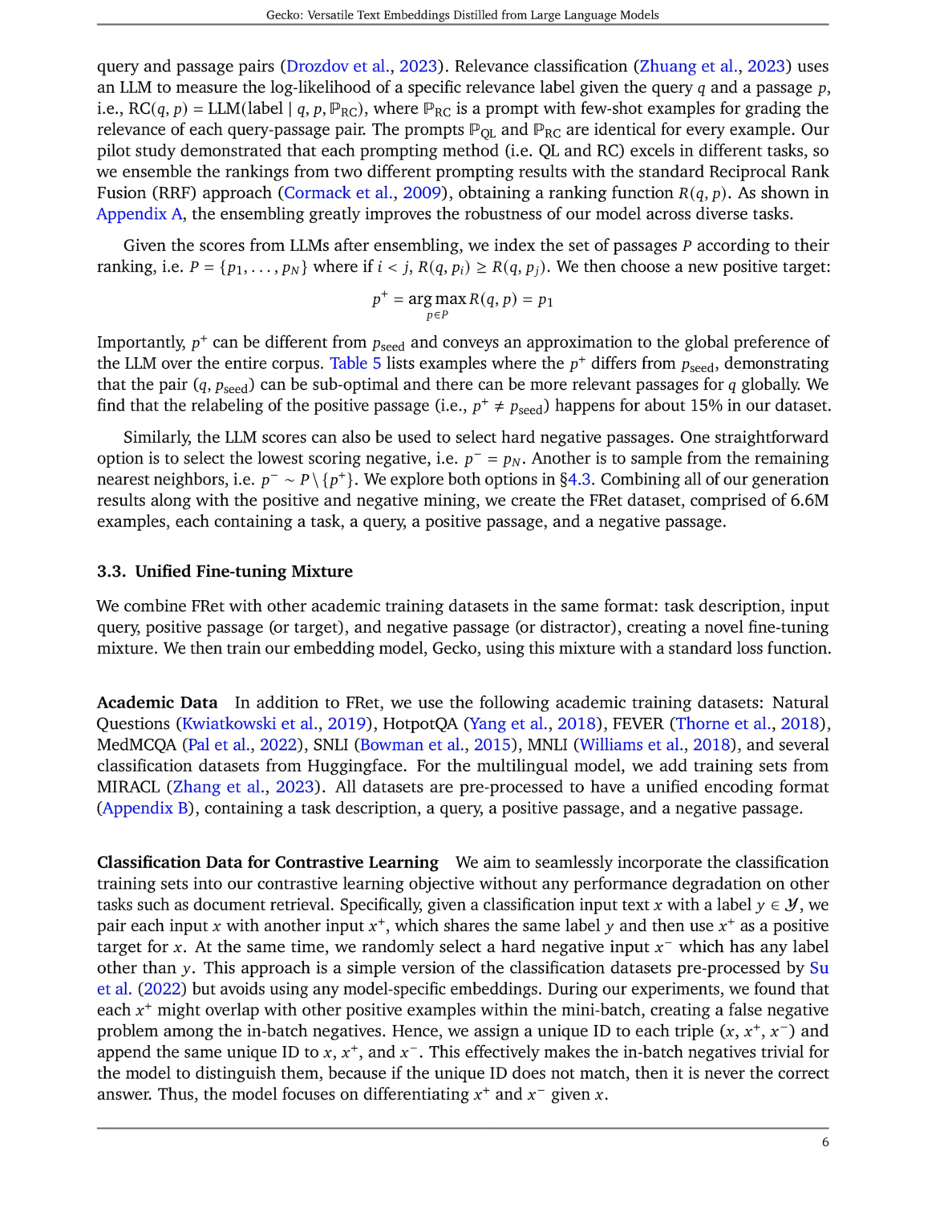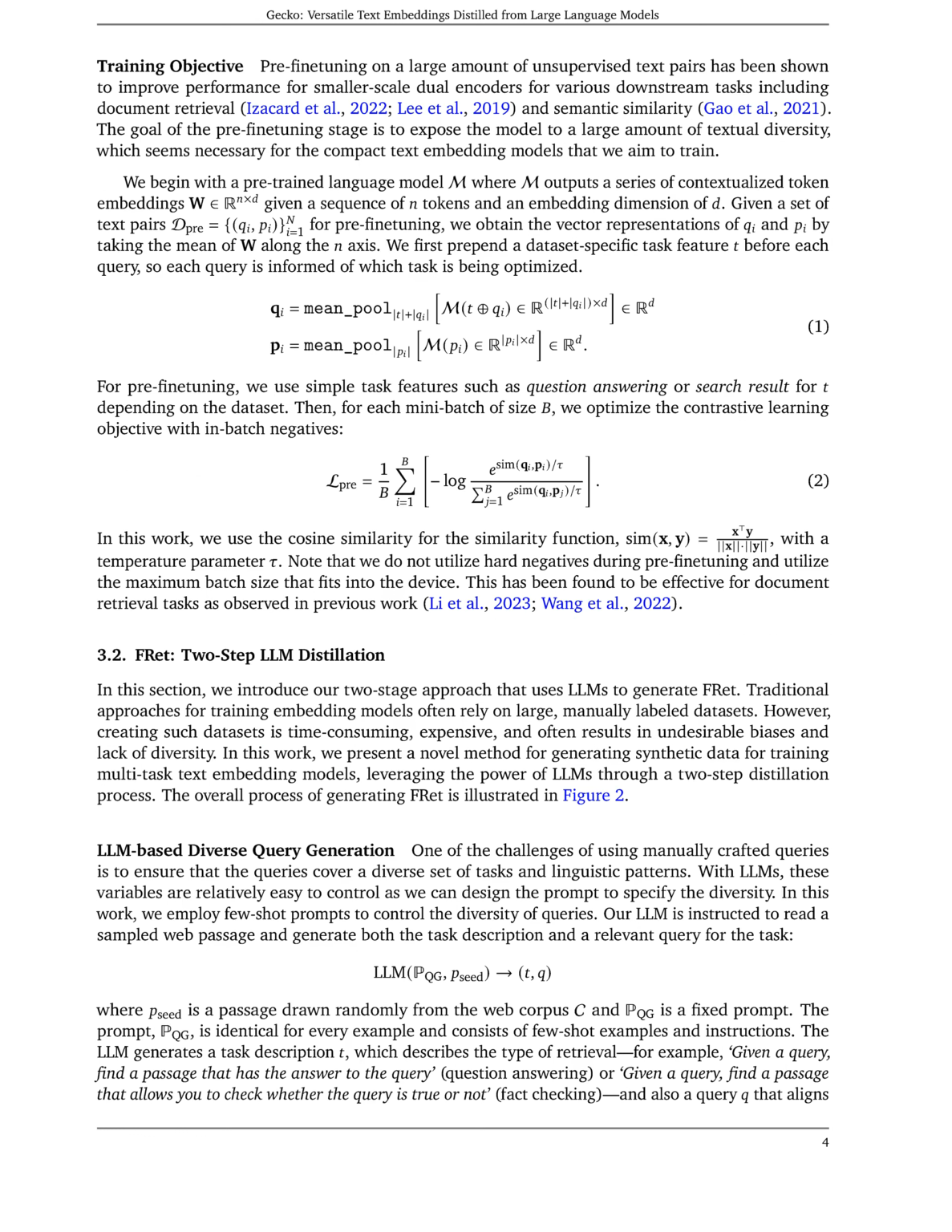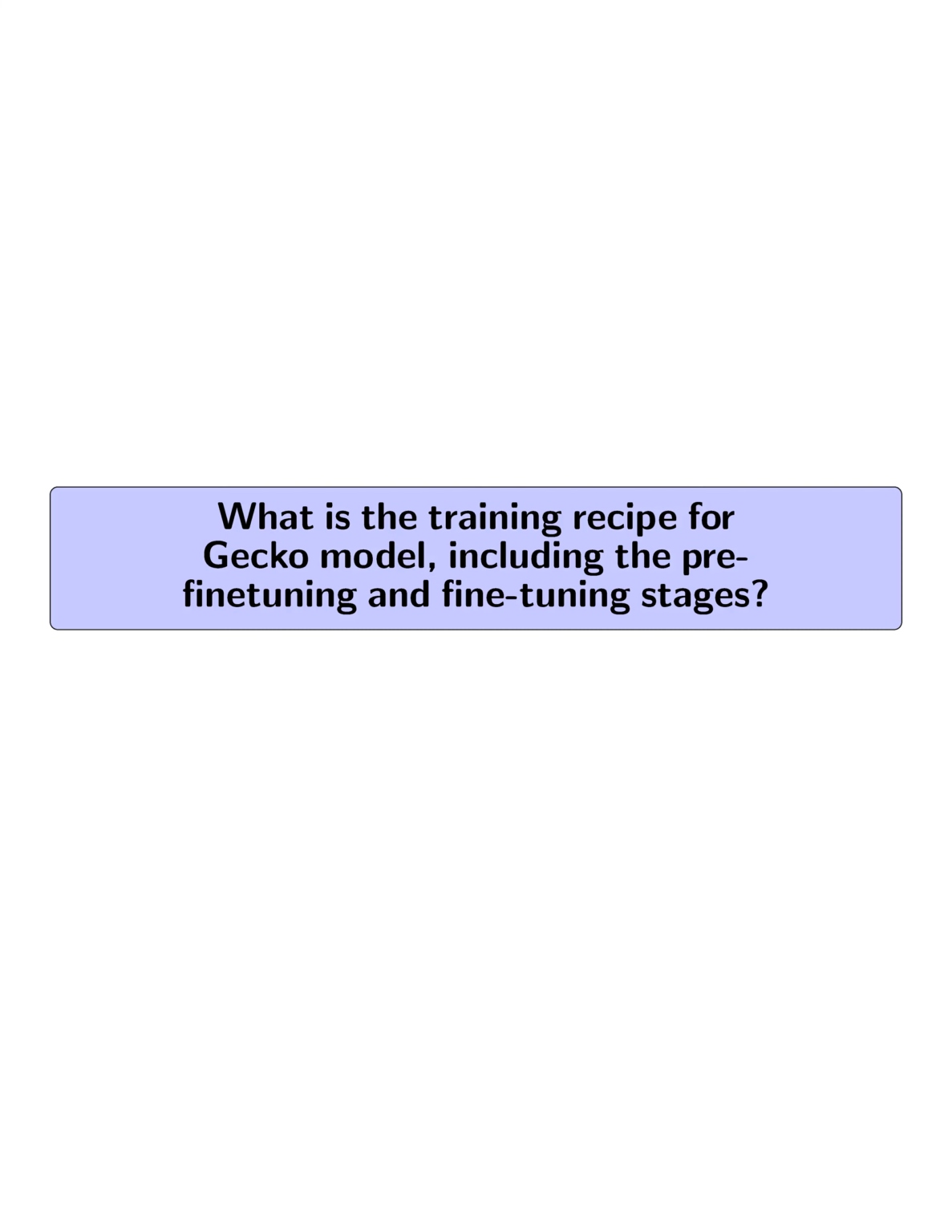Additionally, the LLM scores can also be used to select hard negative passages, either by choosing the lowest scoring negative or sampling from the remaining nearest neighbors. This comprehensive approach results in the creation of the FRET dataset, consisting of 6 million examples, each containing a task, a query, a positive passage, and a negative passage, enhancing the quality and diversity of the training data for the text embedding model.